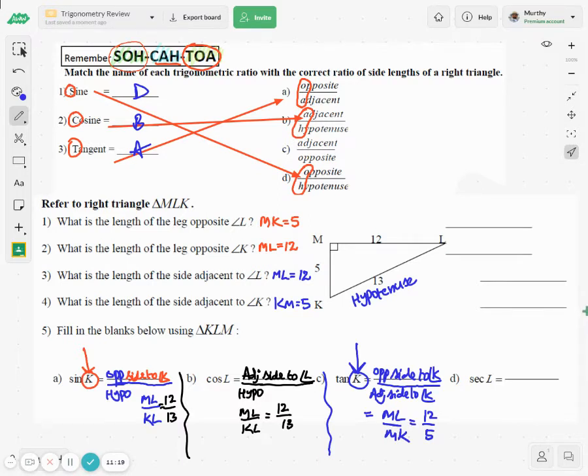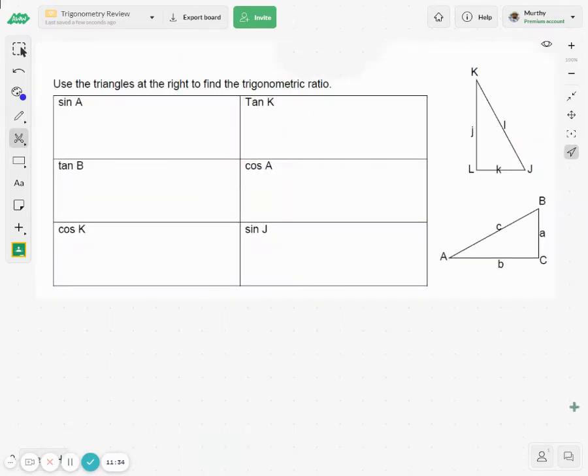Now I'm sorry here that you don't have sec theta, secant theta. This we haven't discussed, so I erased this part. Okay, now let's go to the next question. Now in this question, there are two triangles. Here, first question is sine A.